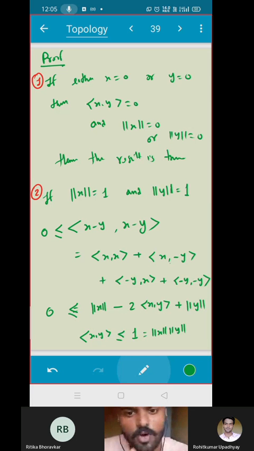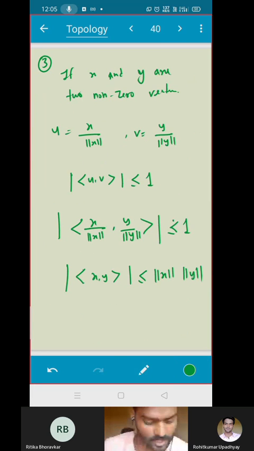Is this part clear to everyone? The first and second cases, yeah. Yes, sir. What about the next one? The third case: if we have any non-zero vectors, can I make them unit vectors? Yes, I can. u equals x upon norm x and v equals y upon norm y. Then from the previous case, I have the mod of the inner product of u, v less than or equal to 1. So what is u? x upon norm x. What is v? y upon norm y. We can take the norms out, and that's it. Again the result is true. Correct?